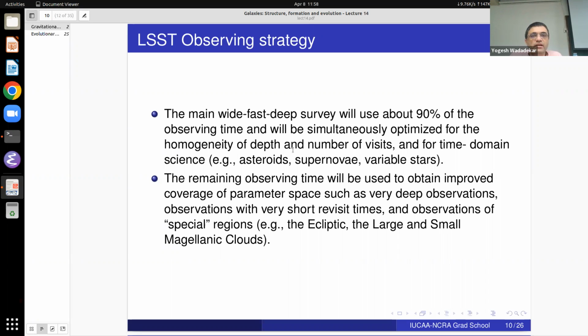The remaining observing time, the 10% time, will be used to obtain improved coverage of the parameter space. So they will do very deep observations.